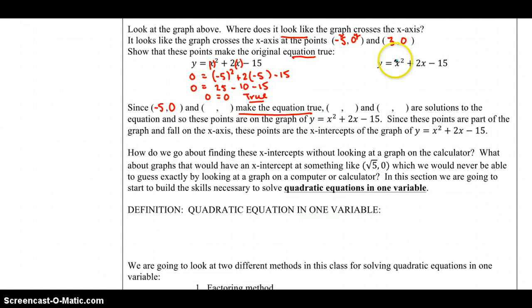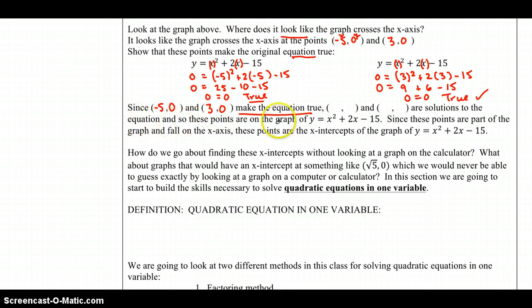Okay, but what about the other point? So again, I'm going to put parentheses around x before I substitute. So 0 equals 3 squared plus 2 times 3 minus 15. So 3 times 3 is 9. 2 times 3 is 6. So we get 9 plus 6, which is 15. Take away 15, which is 0. So 0 equals 0, again, is a true statement. Okay, so this ordered pair made the equation true. Therefore, this point is on the graph of this equation.